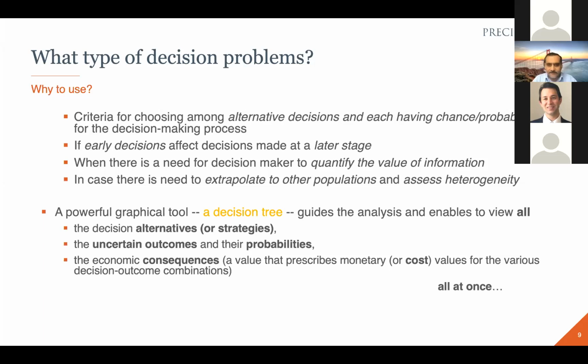Graphical: you see everything all together simultaneously, all the alternatives that are there. The word we use for alternatives is strategies. The probabilities associated with outcomes are there, and what the consequences are in terms of cost, for example, for each alternative or each strategy. All of these things you see at once with this graphical tool. And so that's the beauty of it.